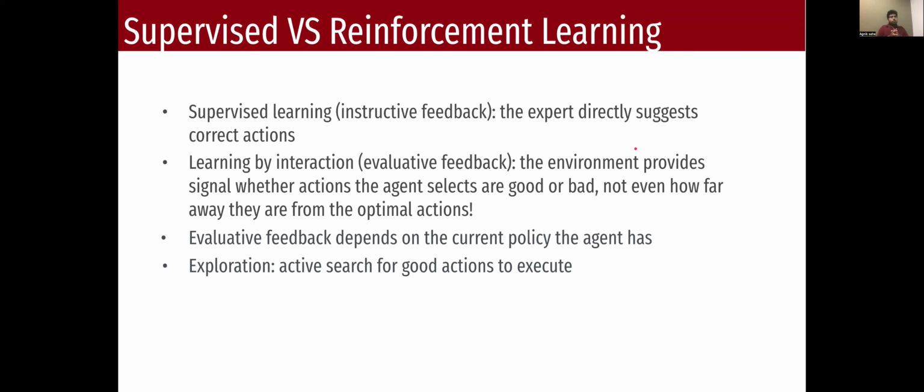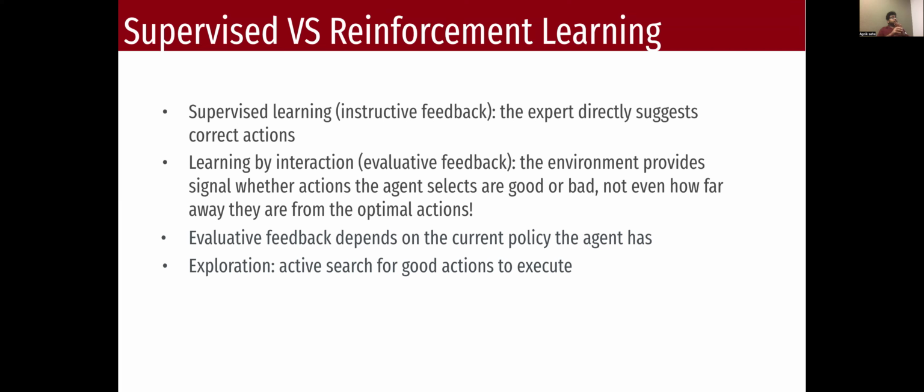So what is supervised learning? In the previous module I discussed that supervised learning is instructive feedback, where the expert directly suggests the correct action. We know that in supervised learning we have a dataset with the data and the label. Then there is learning by interaction, which uses evaluation feedback.